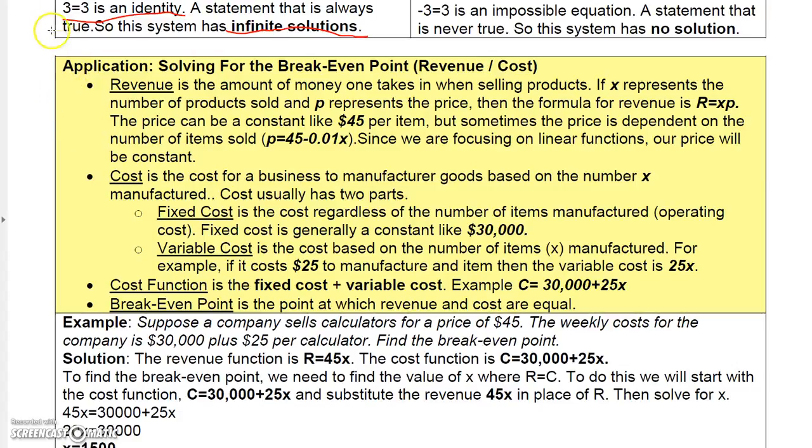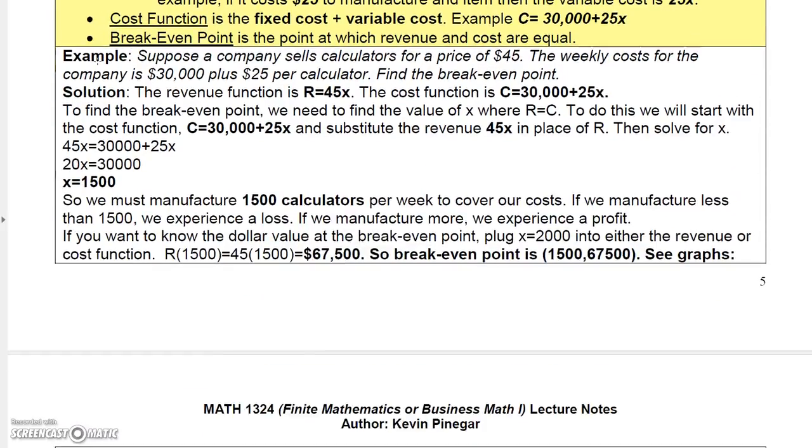Okay, you can read my introduction to the break-even point application. Let me just go ahead and do an example.